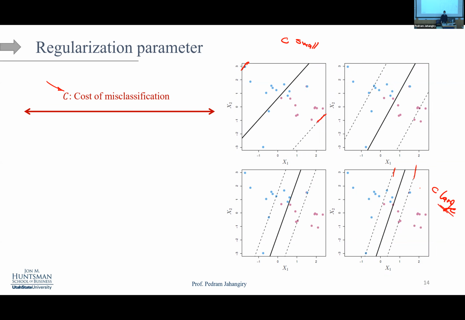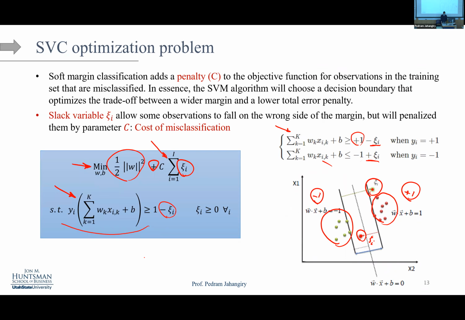So Abraham, back to your question, how does this C change the output? It's basically changing the W1, W2, right? Because if your margin is wide, this is your hyperplane. If your margin is narrow, this is your hyperplane. So the algorithm, when it's solving these things, is going to go over different combinations of W1, W2, and B in order to satisfy all the conditions here.